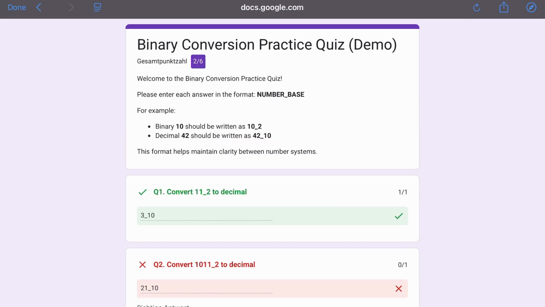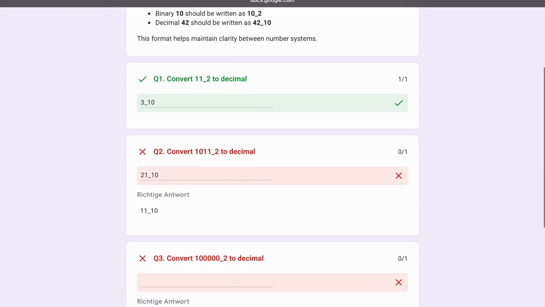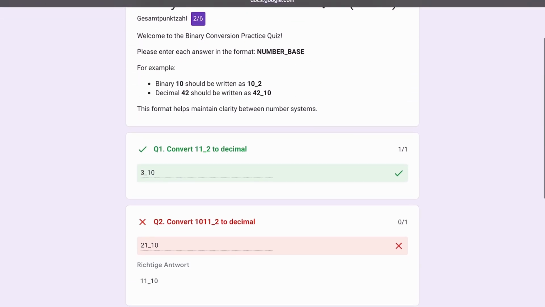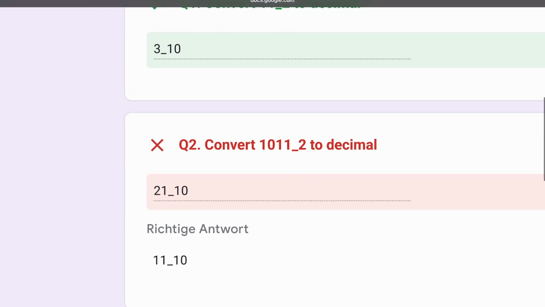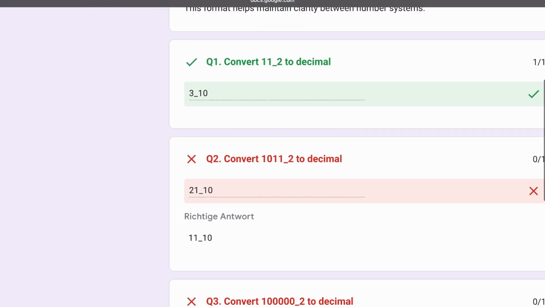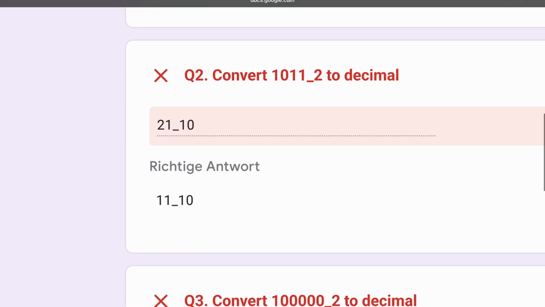So when you're checking your points, you can see at the top the amount of points you got total. So we got 2 out of 6. And then you can see what you entered and what the right solution is. So in this case, 3 underscore 10 is correct. Here, 21 underscore 10, so 21 in base 10, is incorrect, and you see the correct answer below.